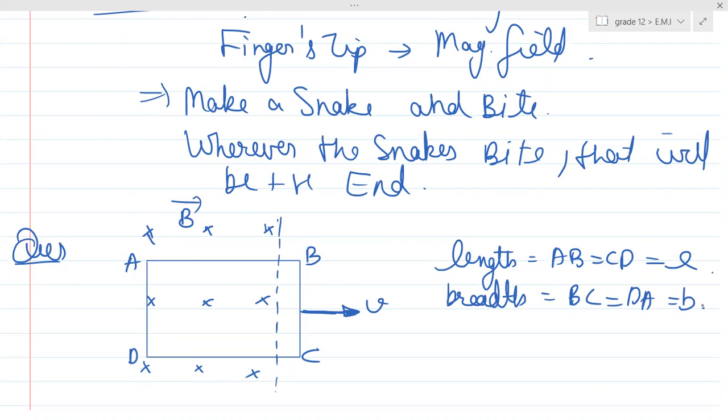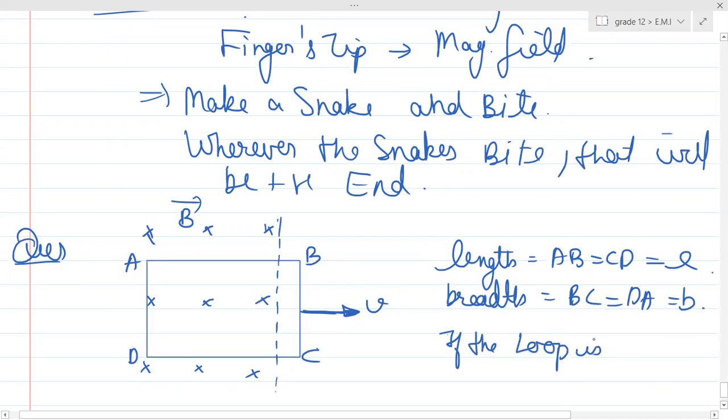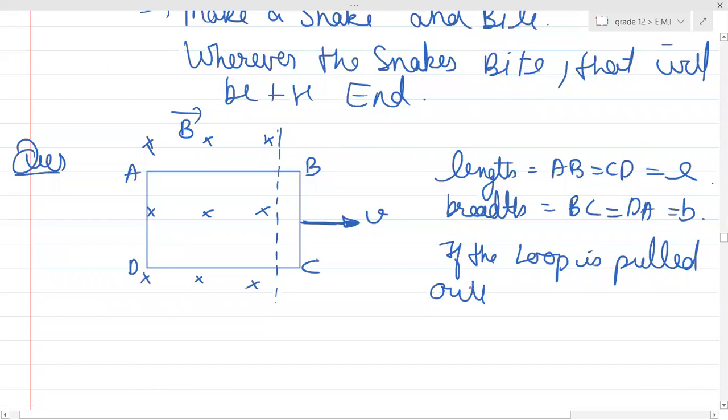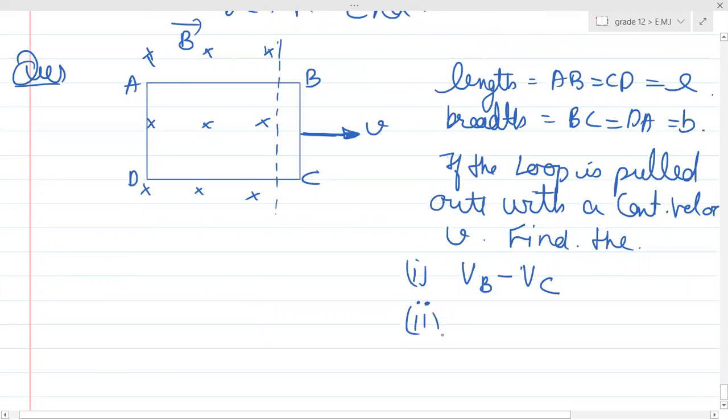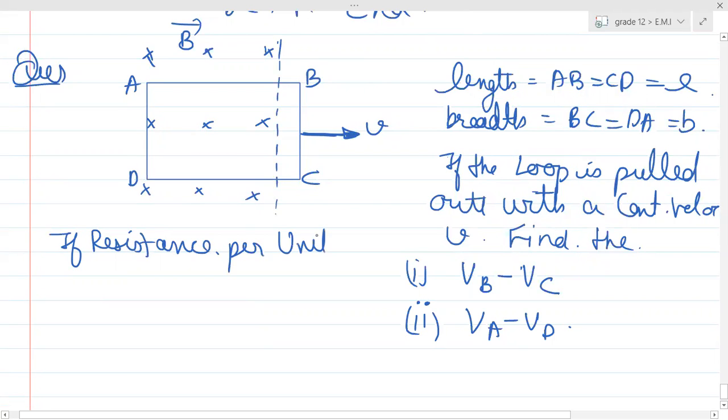Now you need to find out, if the loop is pulled out with constant velocity, then find the first potential difference between points B and C, VB minus VC, and the second is the potential difference between points A and B. Also, what is given in the question, the resistance per unit length is lambda. Think on this question, then later on start solving it.